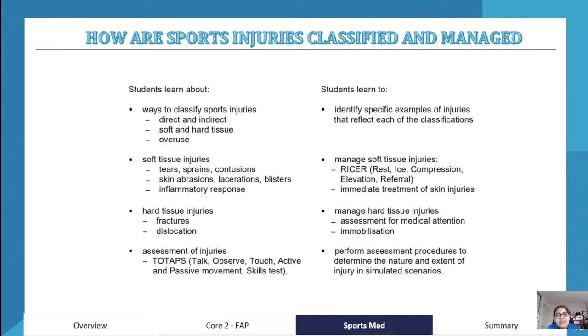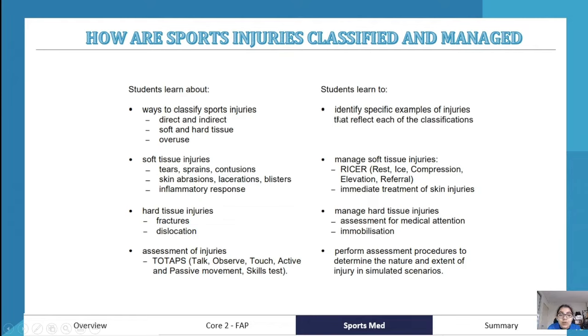Okay, so this is firstly, how are sports injuries classified and managed. So for this, we want to focus on the ways to classify sports injuries, the different types of soft tissue injuries, hard tissue injuries, and assessment of injuries, how do we assess them.